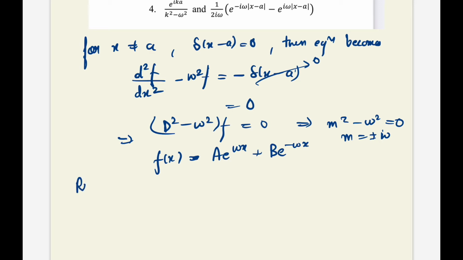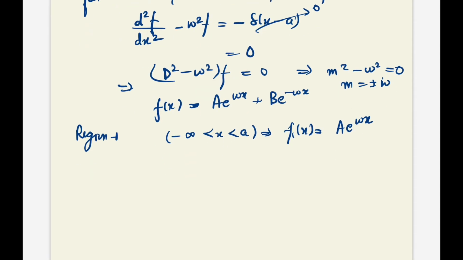Now for region 1, that is for minus infinity less than x less than a, f1(x), only the first term will survive here: a e to the power omega x. Why so? If we put minus infinity, this function will exist with only the first term; the second term will make the solution indefinite. Now we take the other limit, a less than x less than infinity. This becomes f2(x) equals b e to the power minus omega x.